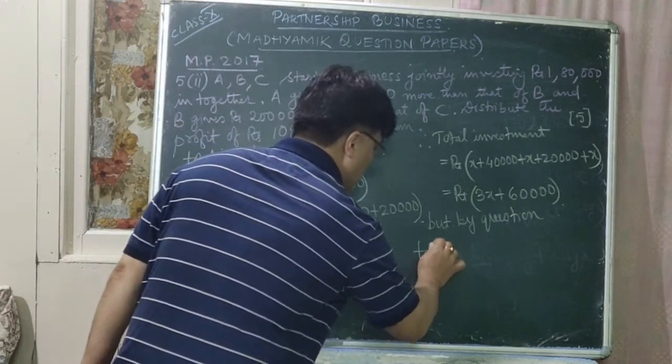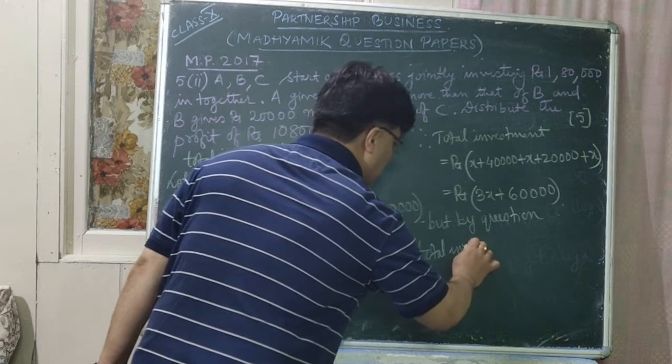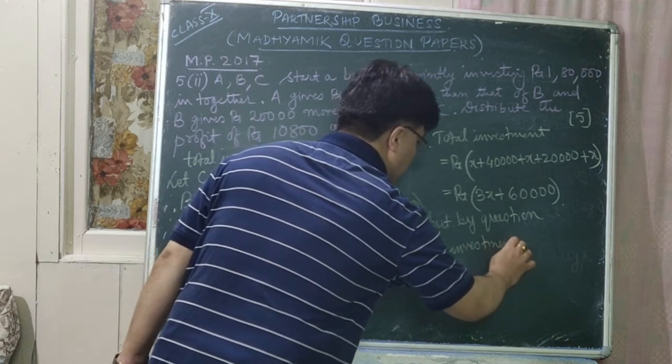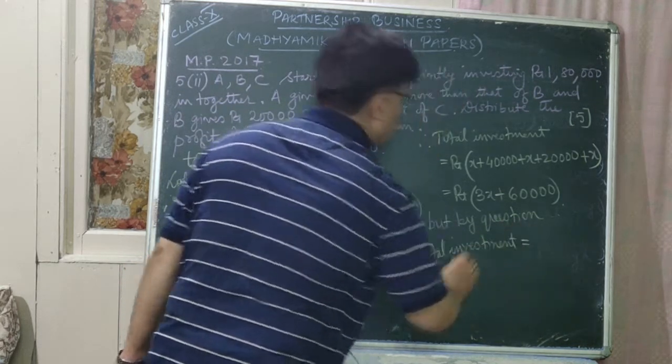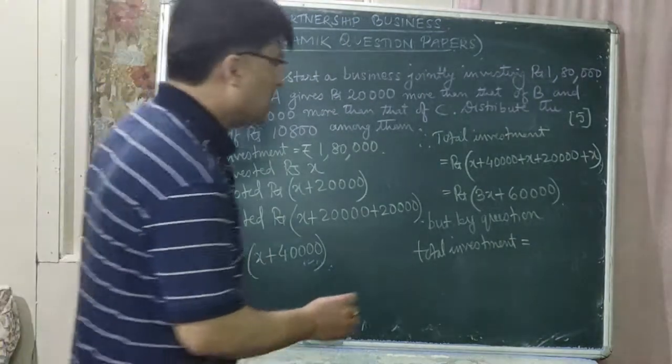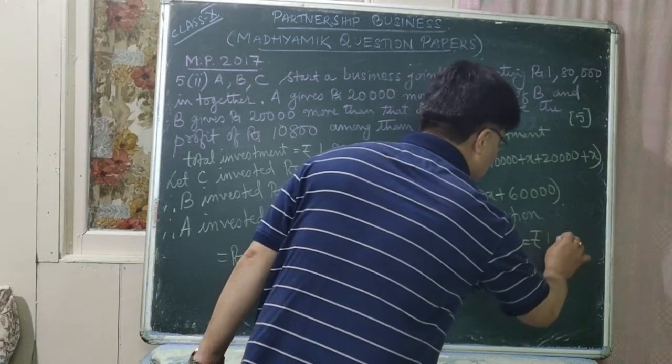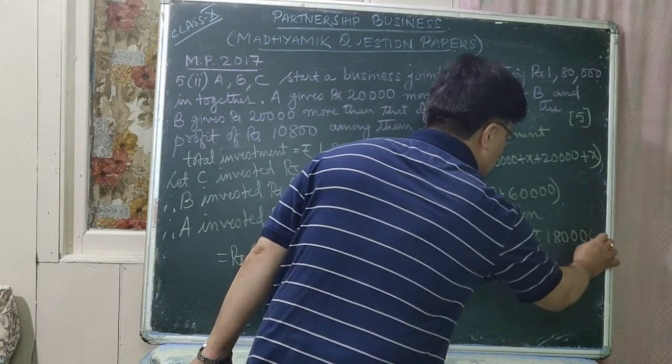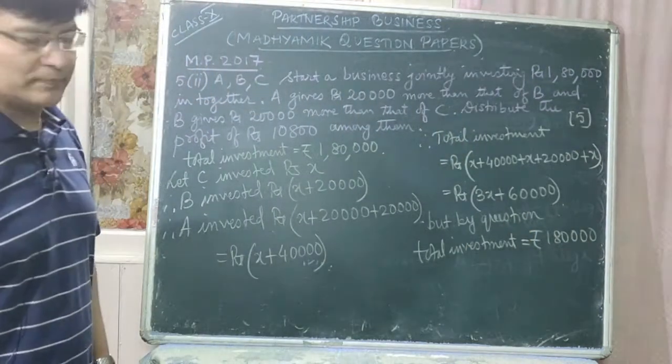But by the question, the total investment is equal to how much? It is rupees 1,80,000.